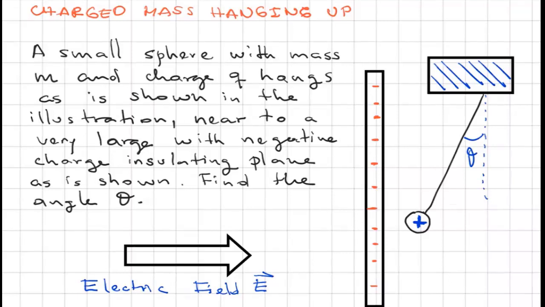In this opportunity we are going to solve a problem related with electric fields, and the problem says: a small sphere with mass m and charge q hangs, as is shown in the illustration, near a very large negative-charge insulating plane. Find the angle theta. The first step here is to make a free body diagram like this.